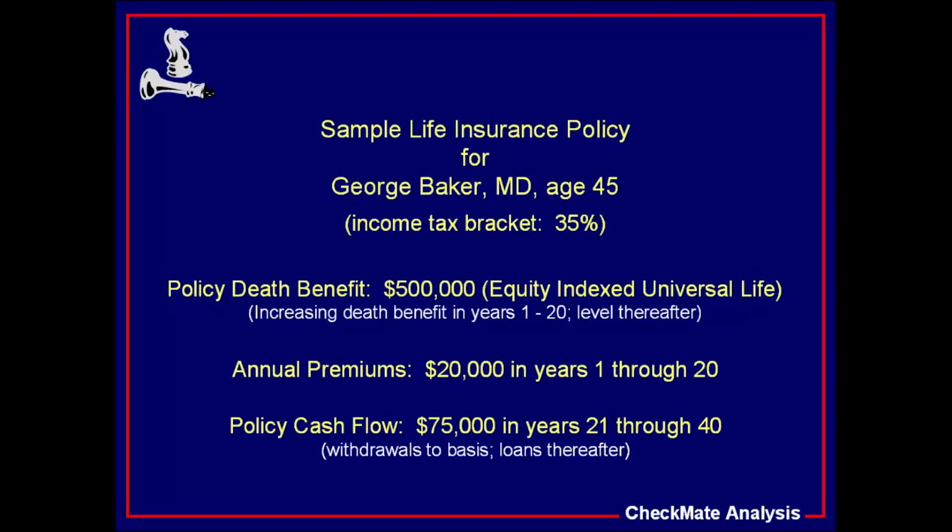We're going to max fund this policy just short of it being a modified endowment contract, and I'm going to show annual premiums of $20,000 a year in years 1 through 20, and then at retirement we're going to show $75,000 a year in cash values being distributed via withdrawals to basis and loans thereafter for 20 retirement years.